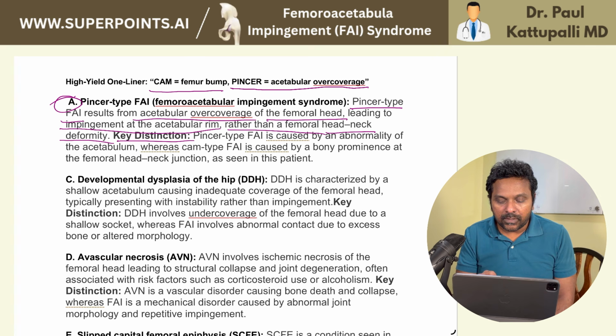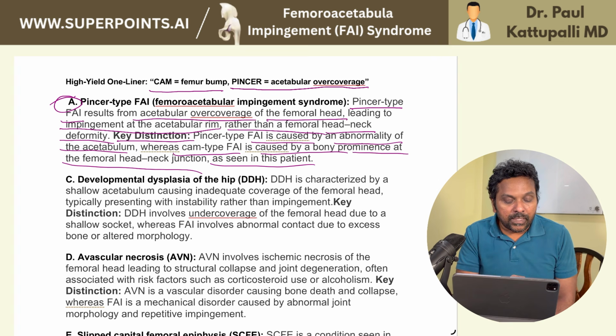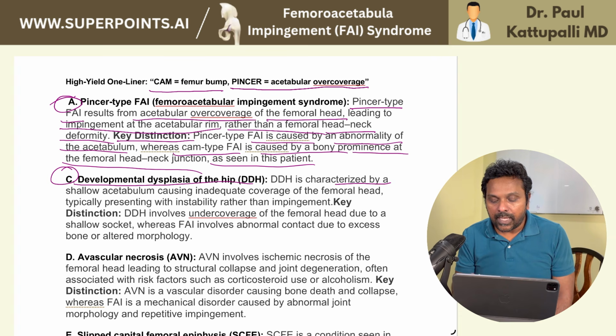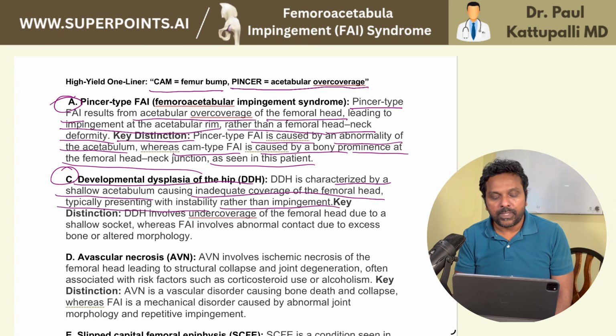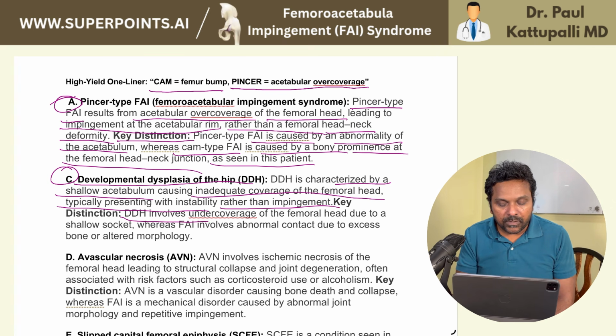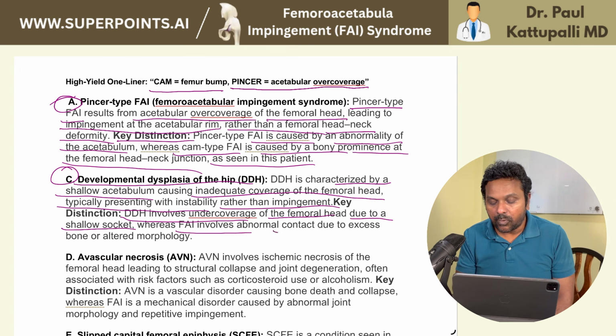Key distinction: pincer type FAI is caused by an abnormality of the acetabulum, whereas CAM type FAI is caused by a bony prominence at the femoral head neck junction, as seen in this patient. Next, C. Why not developmental dysplasia of the hip? DDH is characterized by a shallow acetabulum causing inadequate coverage of the femoral head, typically presenting with instability rather than impingement. So, in DDH, it involves undercoverage of the femoral head due to a shallow socket, whereas FAI involves abnormal contact due to excessive bone or altered morphology.